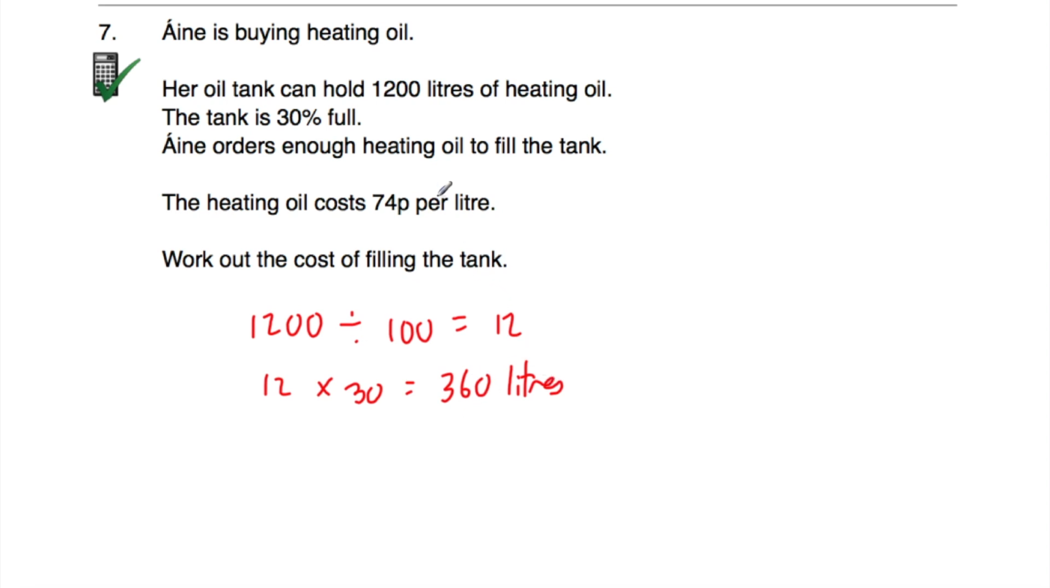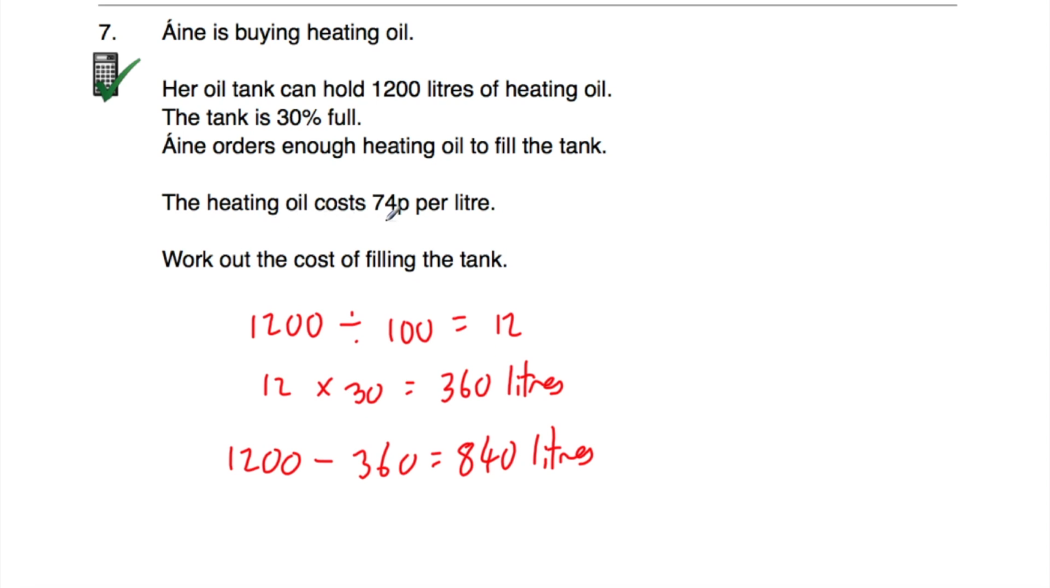And she orders some oil and she's going to fill it. So let's work out how many litres of oil will go into the tank. So we're going to take the 1,200, take away 360, and that tells how many more litres of heating oil will go into the tank. So 1,200 take away 360 is equal to 840 litres. So that's how many litres of heating oil are going to go into the tank.